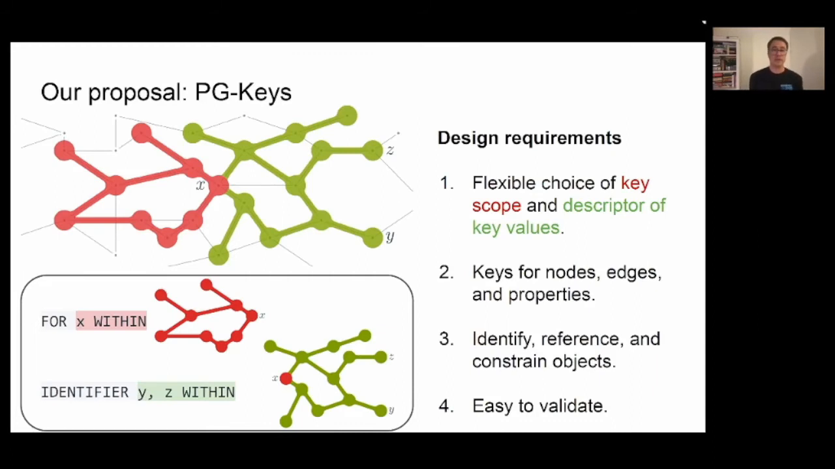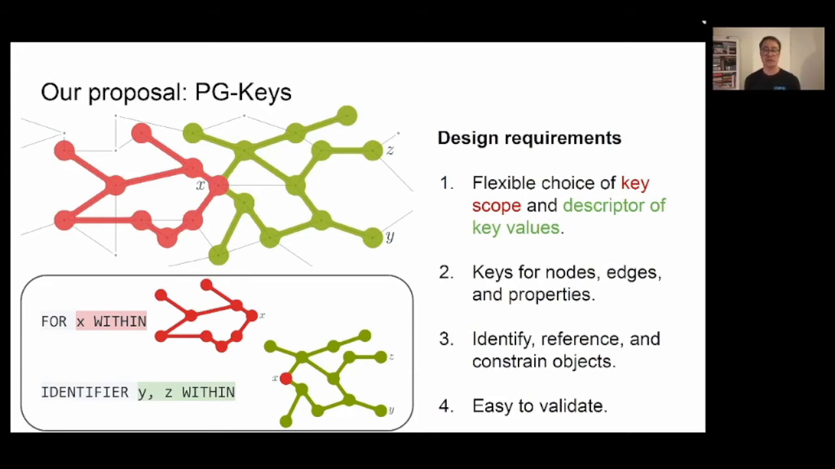Okay, so in a nutshell, PG keys are patterns of the form for some object identified by a query pattern. Here in red, say the key scope, we will have that some objects described in a descriptor, so key values, identify this object here in green.